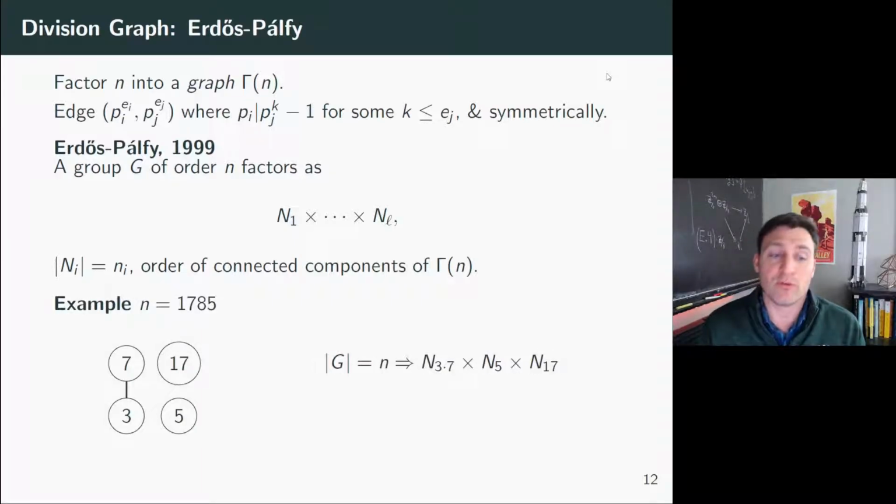Here's an example for a specific number n. It's the product of 3, 5, 7, and 17. 3 is connected to 7 because 3 divides 7 minus 1. So the Sylow theory would allow me to make a group of order 21, which is perhaps interesting. But I can't, however, make a 5 and a 3 interact, nor a 5 and a 17, so those become direct factors.